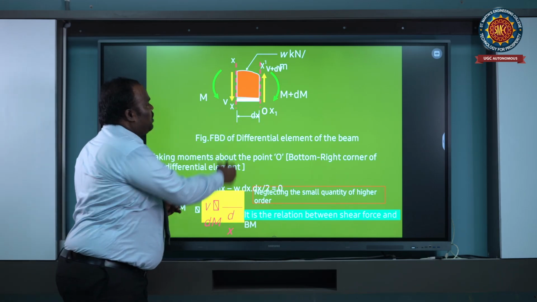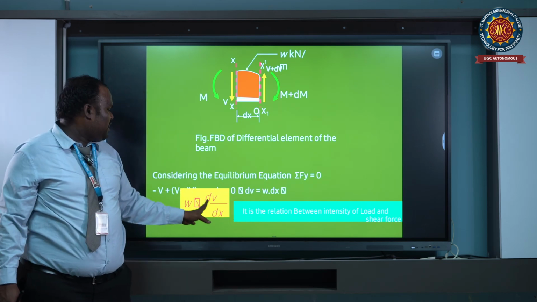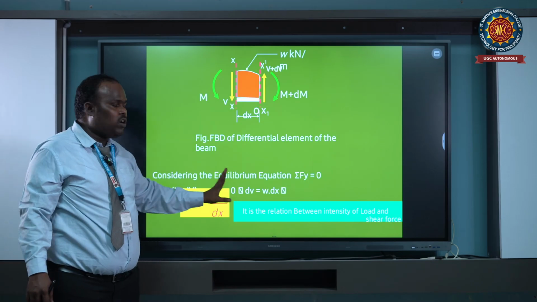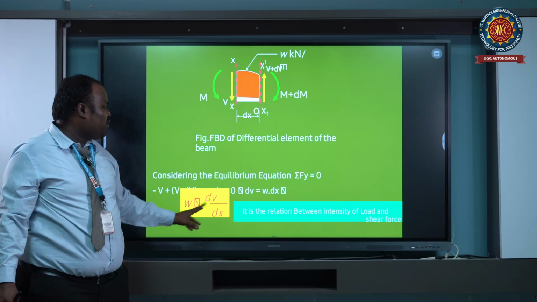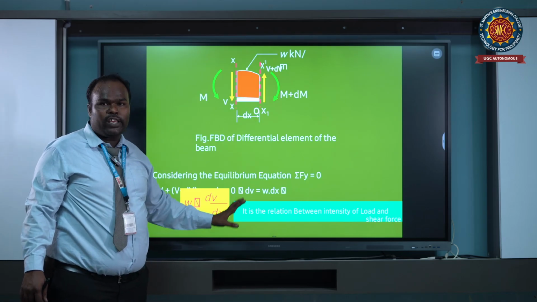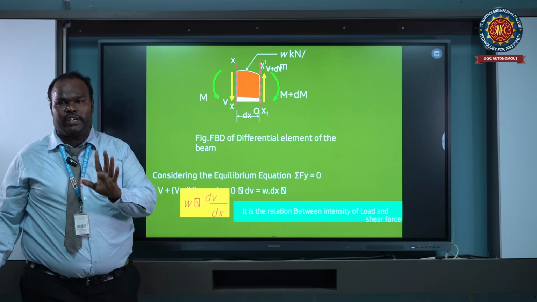And next one, now applying the equilibrium equation sigma Fy, finally we get minus V plus dV equal to 0, then W equal to dV by dx. W means the load is equal to the rate of change of shear force.